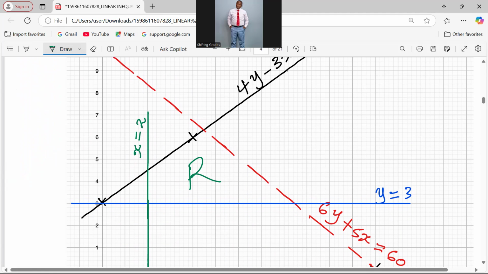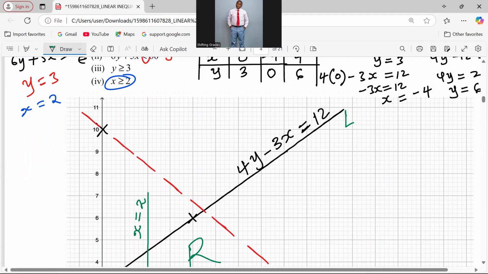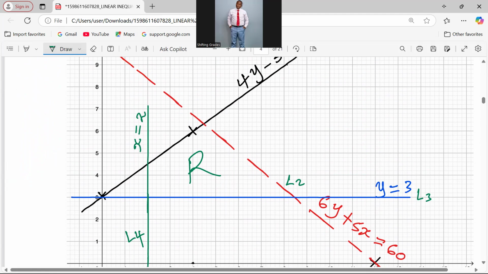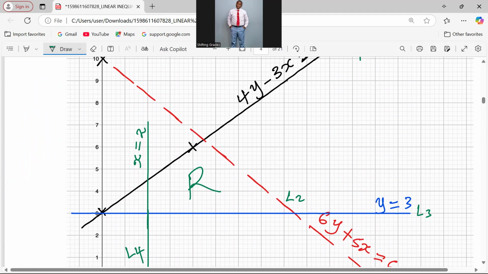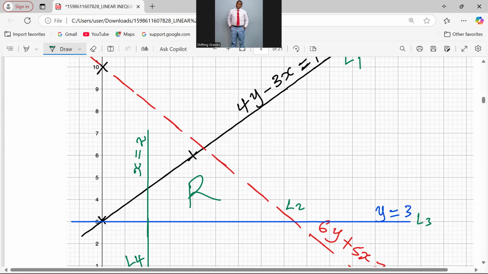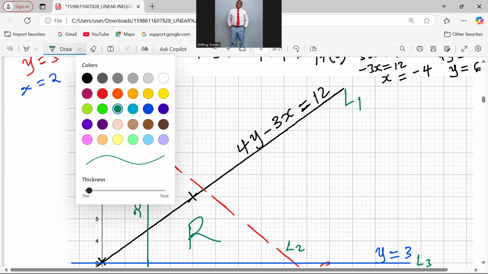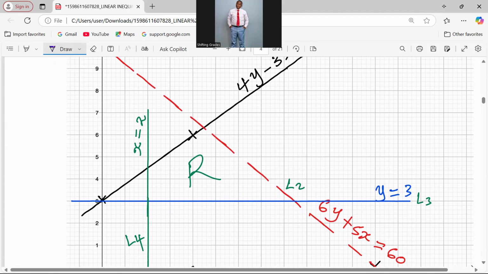The region has been bounded by the first line that we drew, if we can call it L1, then L2, then we add L3, and now we're having L4. So all the lines are giving us a common region, which means for these particular lines, automatically we will have the shading of their outer sides in this manner. So we have to shade the outer side.